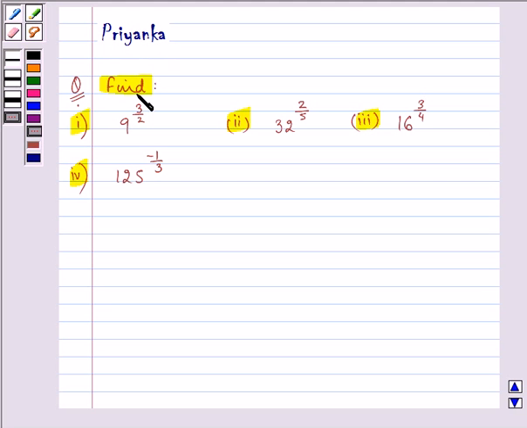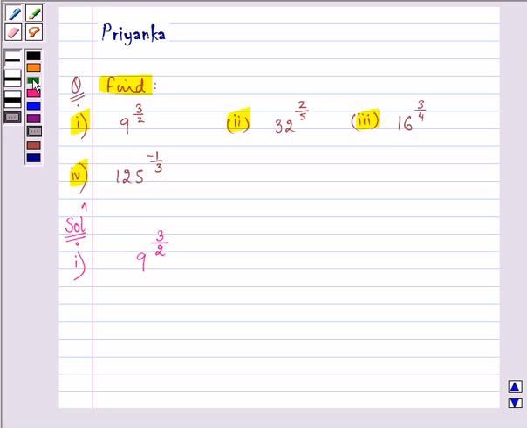It says find the values of the expressions which are given to us. So let us proceed with our solution of each and every part one by one. The first expression is 9 raised to the power 3 by 2.